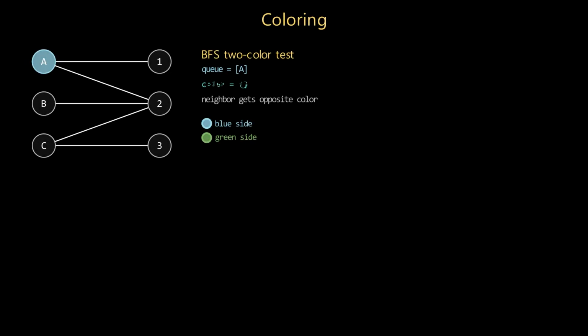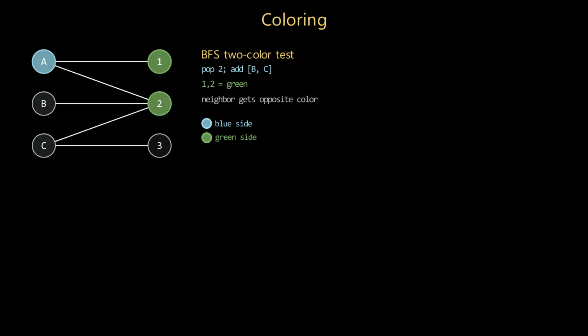The usual test is two coloring. Pick an uncolored node, color it blue, and put it in the BFS queue. When BFS visits a node, every uncolored neighbor must get the opposite color. So from A, nodes 1 and 2 become green.